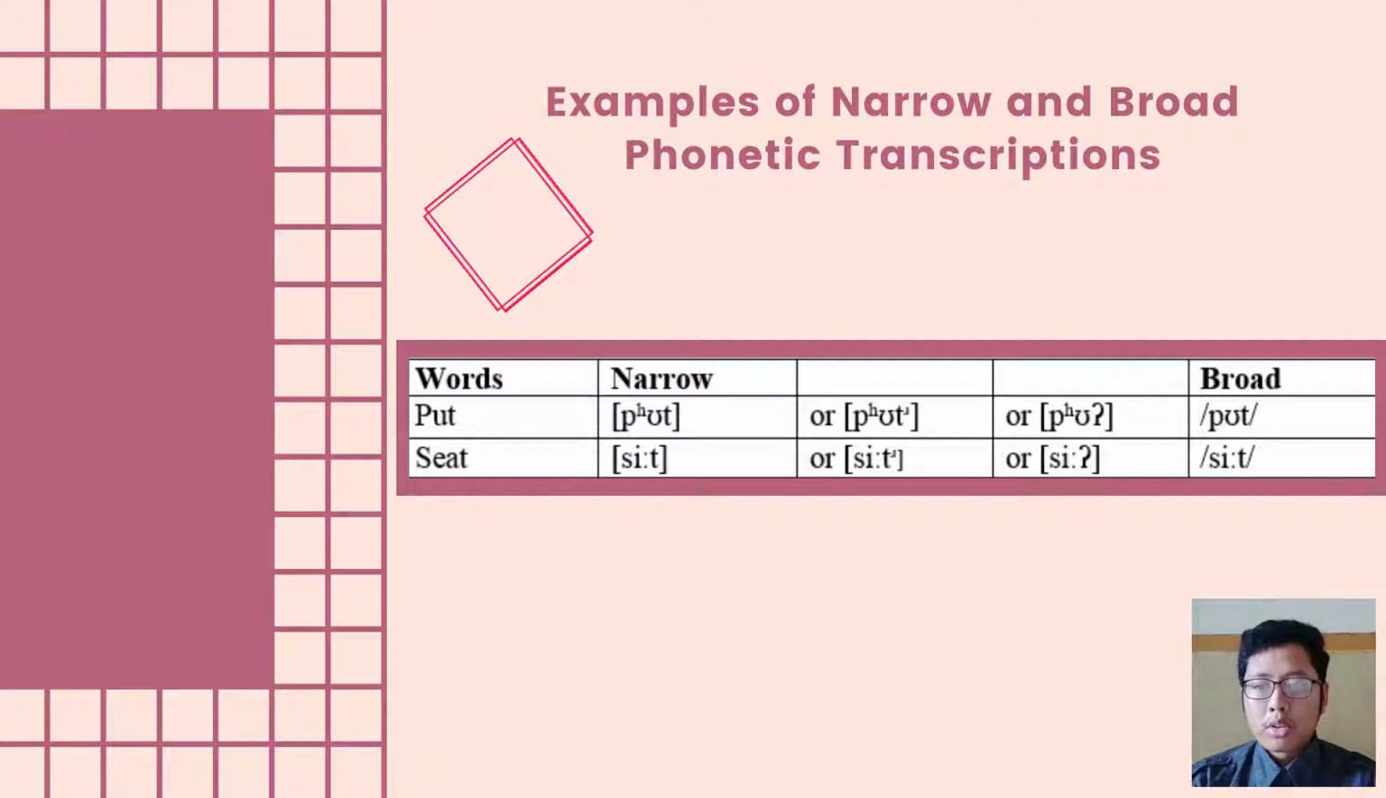Here are the examples of both narrow and broad phonetic transcriptions. We've got the words, and we've got the narrow transcription examples that can be written in different ways of pronunciation. And then we've got the broad transcription examples that are written less specifically.